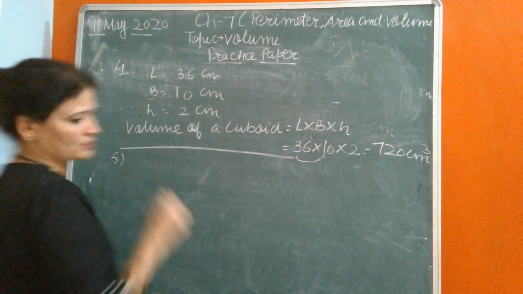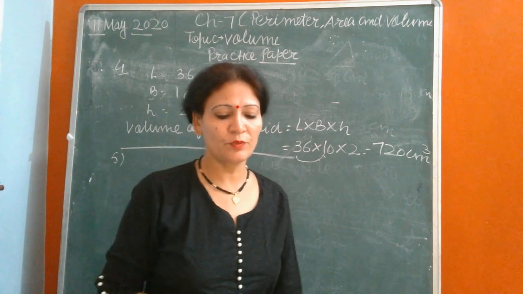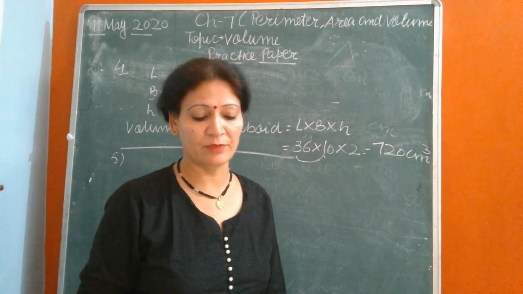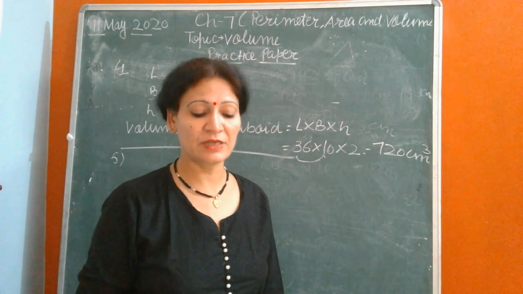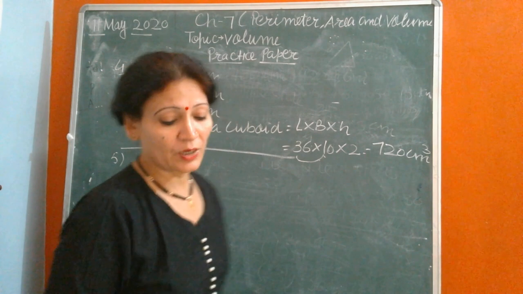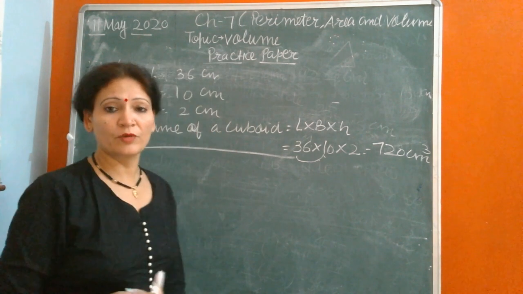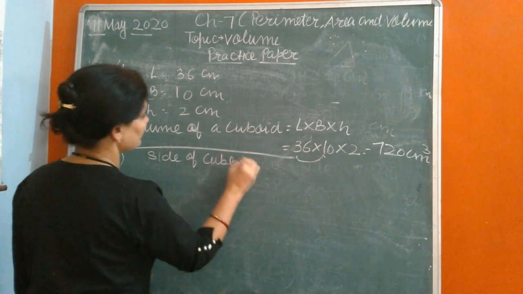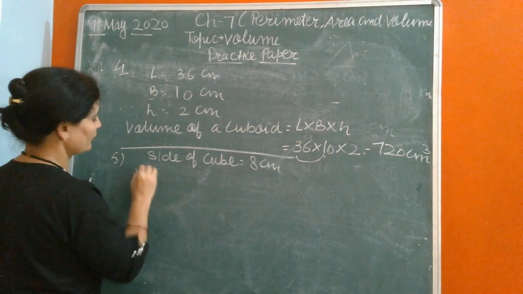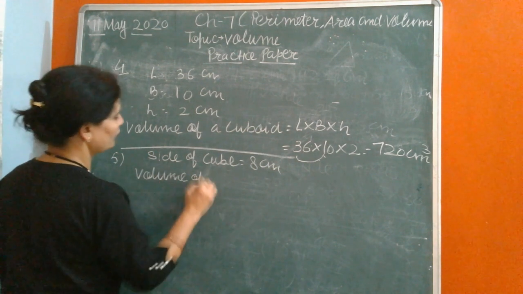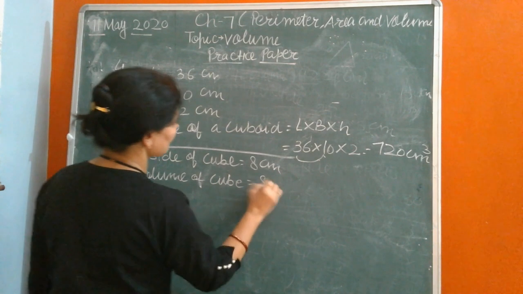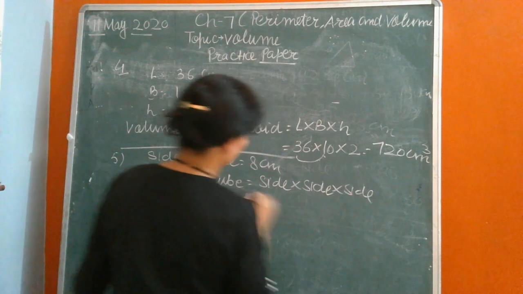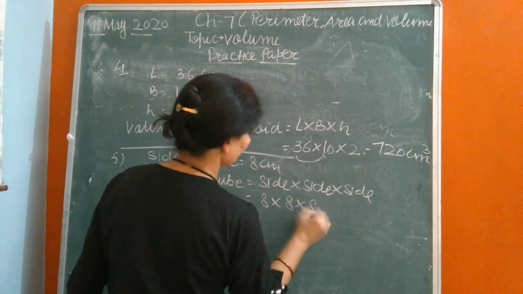Now question 5. Question 5 is the number of cubes of edge 8 centimeter which can fit in a cuboid box of dimensions 32 centimeter, 16 centimeter and 16 centimeter. Now first we will find out the volume of the cube. Side of the cube is given, side of cube equals 8 centimeter. Volume of cube, we know, is side into side into side, equal to 8 into 8 into 8.